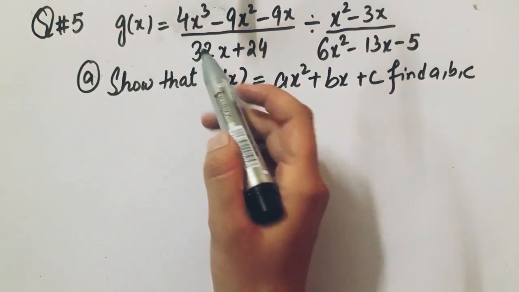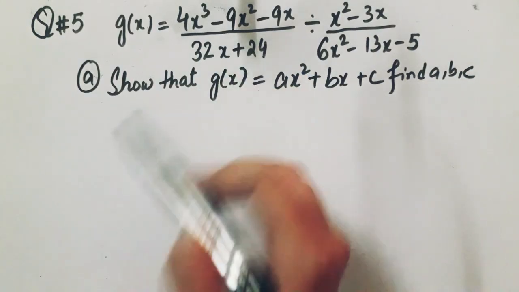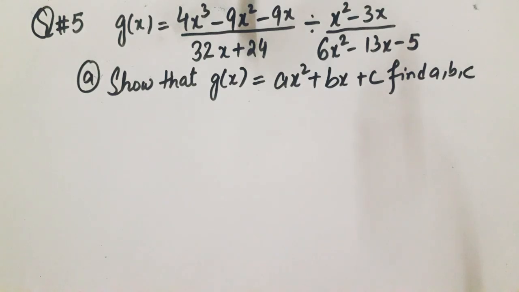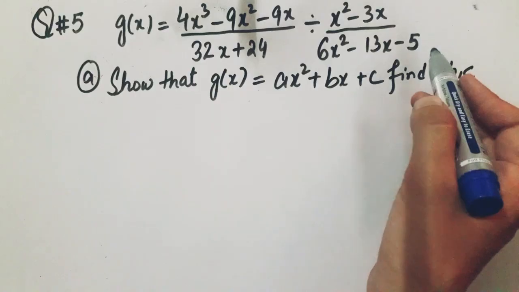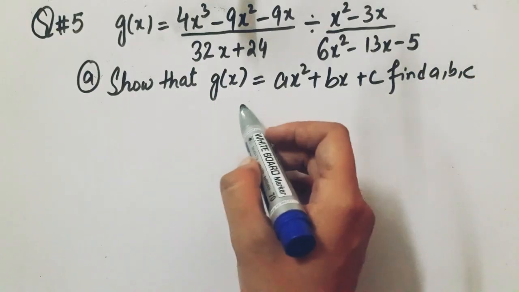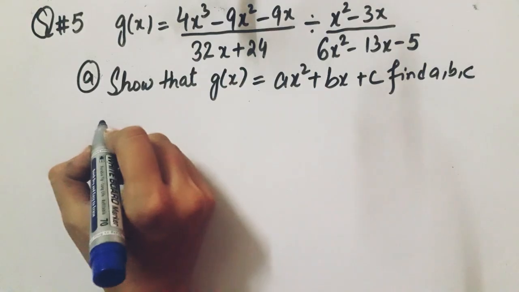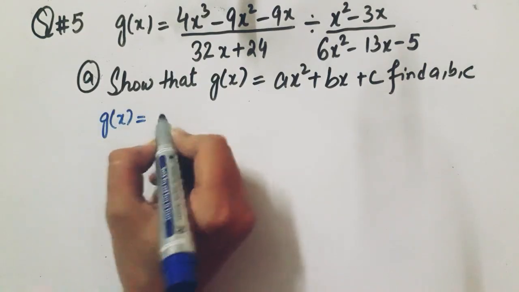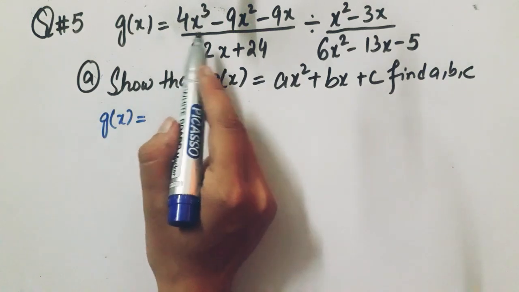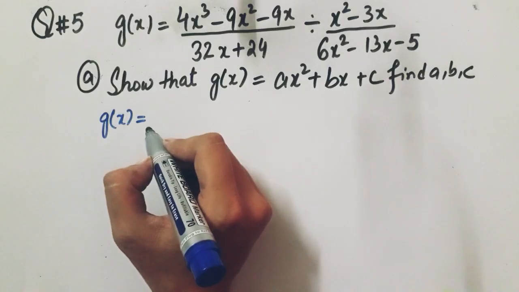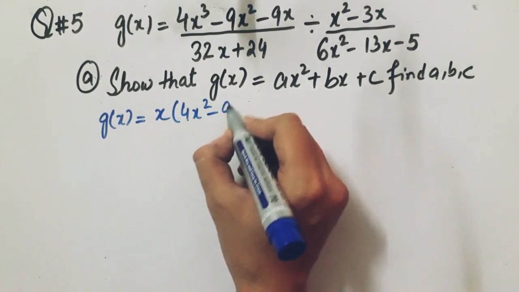Now question number 5 is: if g(x) equals (4x³ − 9x² − 9x)/(32x + 24) divided by (x² − 3x)/(6x² − 13x − 5), you have to find g(x) equal to ax² + bx + c. So we will solve this as: g(x) equals, first of all, x is taken common from this. x is common, remaining is 4x² − 9x − 9.